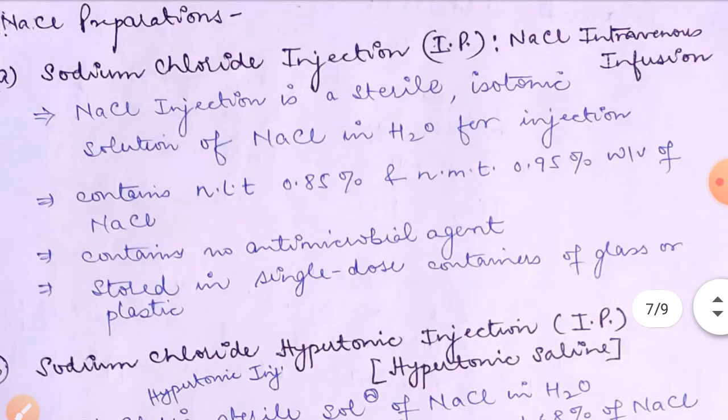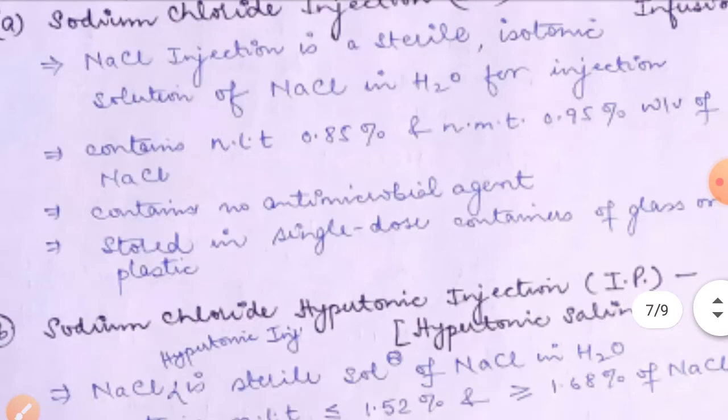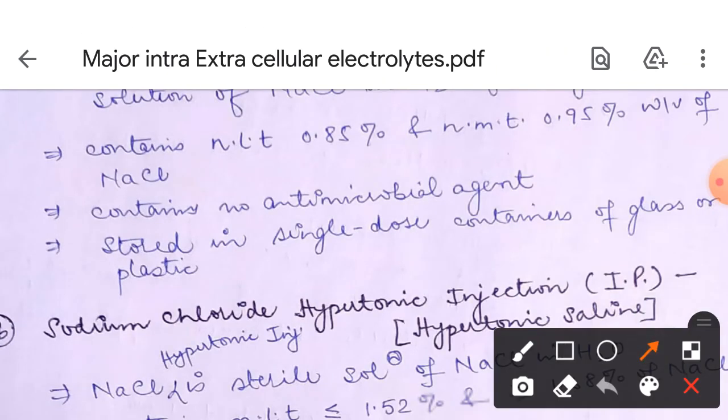Of sodium chloride in water for injection, it contains not less than 0.85% and not more than 0.95% of weight by volume of sodium chloride. It contains no antimicrobial agent. This is a very important point, that it contains no antimicrobial agent. Now the storage condition is, it is stored in single dose container of glass or plastic.